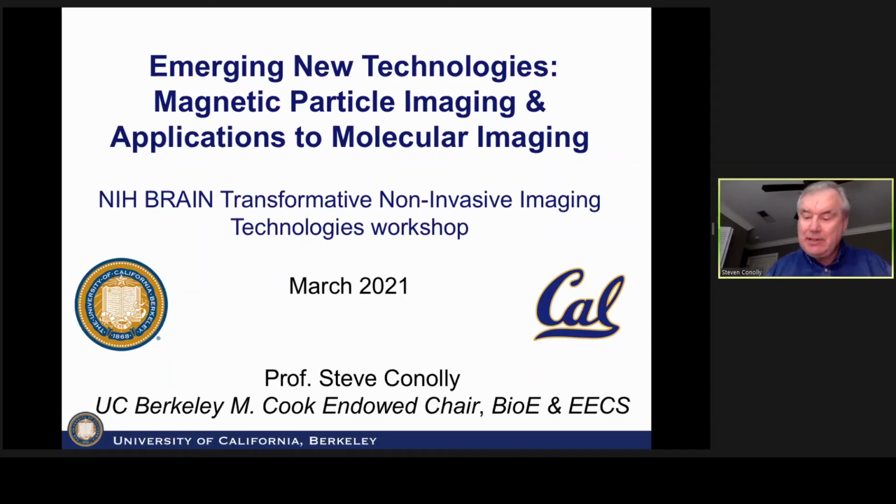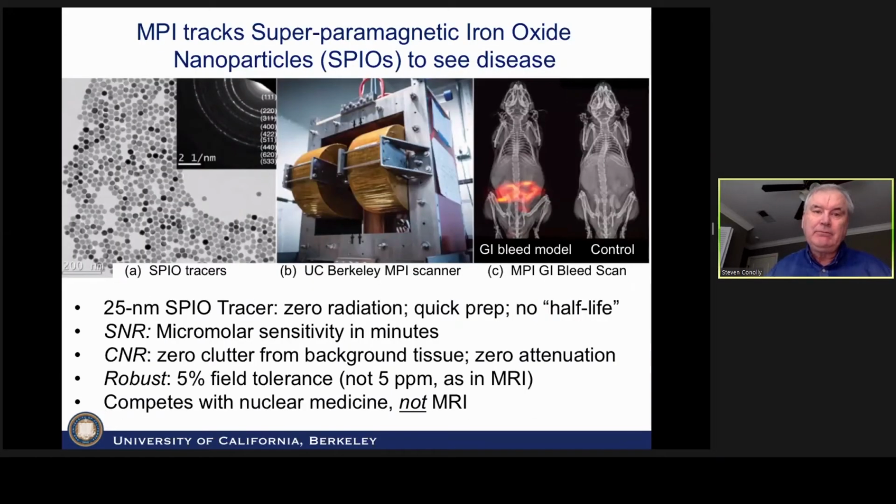So as I said, we're going to talk today mostly about applications to molecular imaging using this new emerging technology, magnetic particle imaging. Magnetic particle imaging is a new imaging method that reuses MRI contrast agents, SPIOs, which are superparamagnetic iron oxide nanoparticles. Some of these are FDA approved, but not all. And just to give you an overview, we have these 25 nanometer SPIO tracers shown here in electron microscopy.